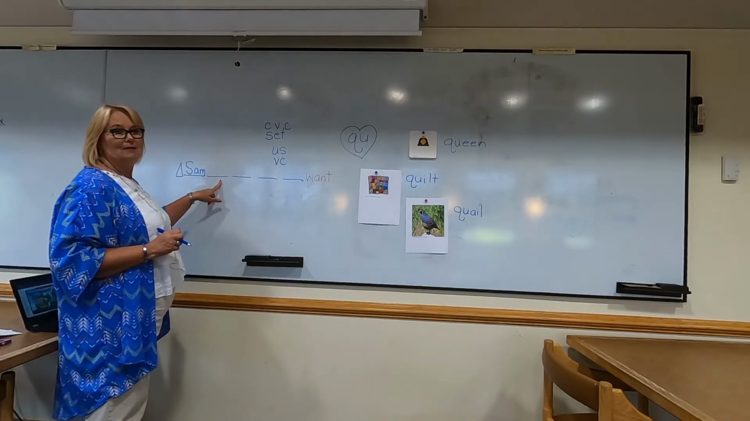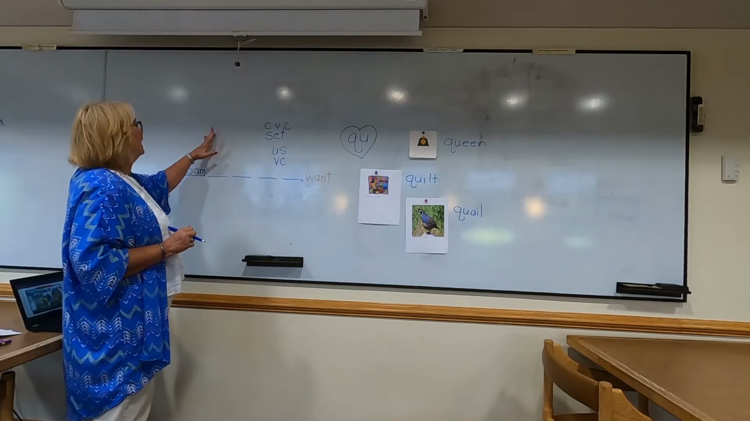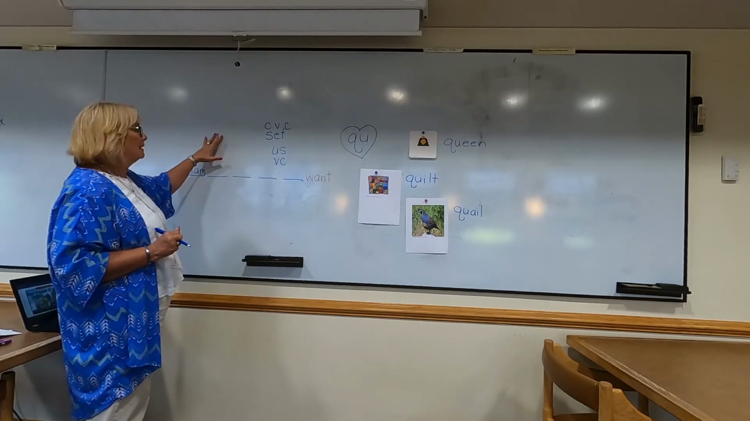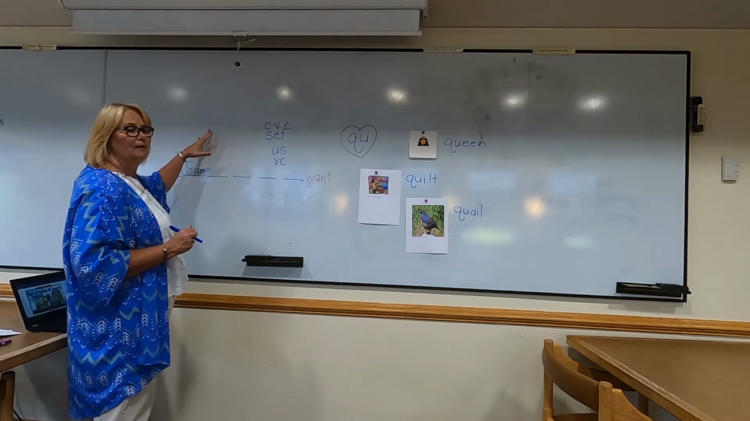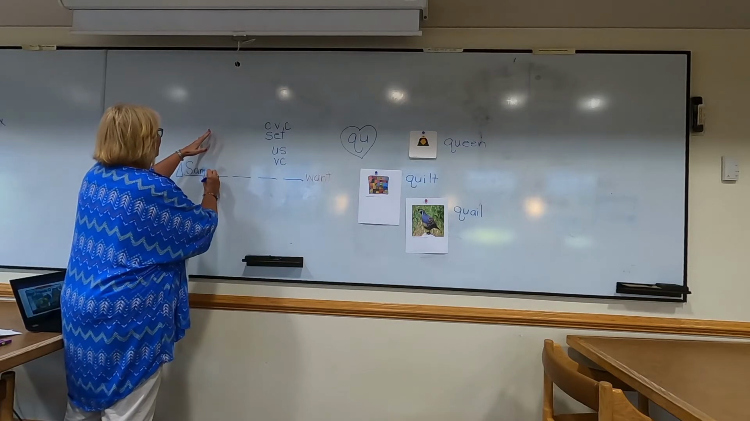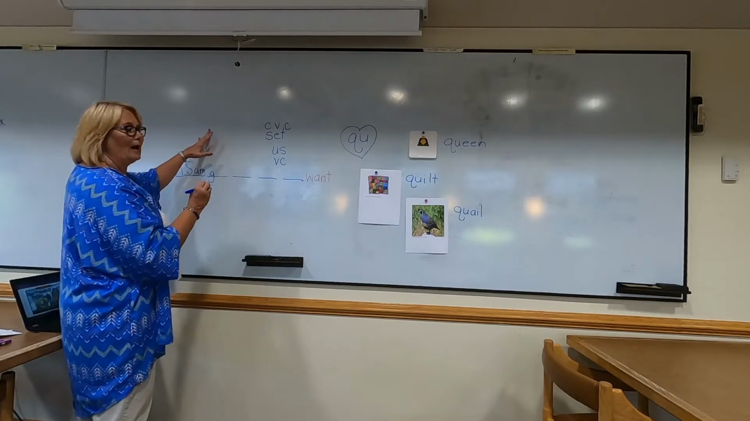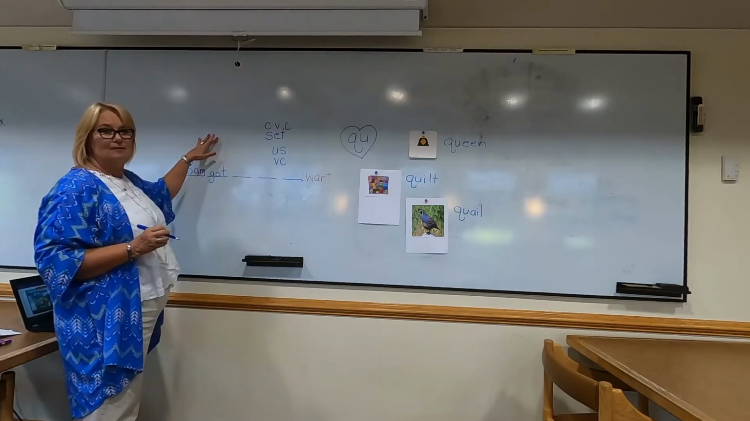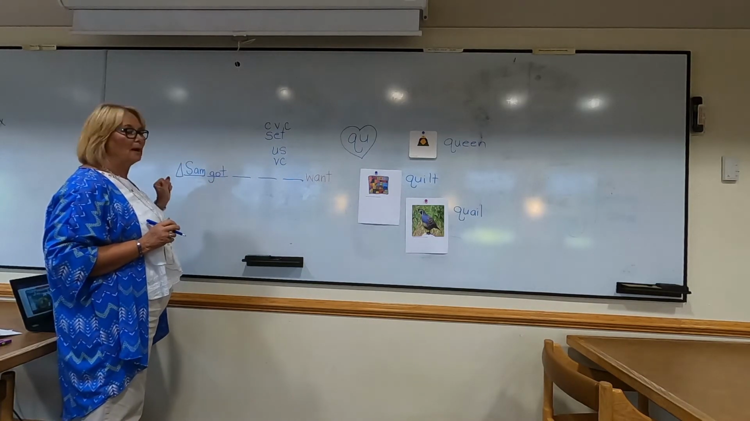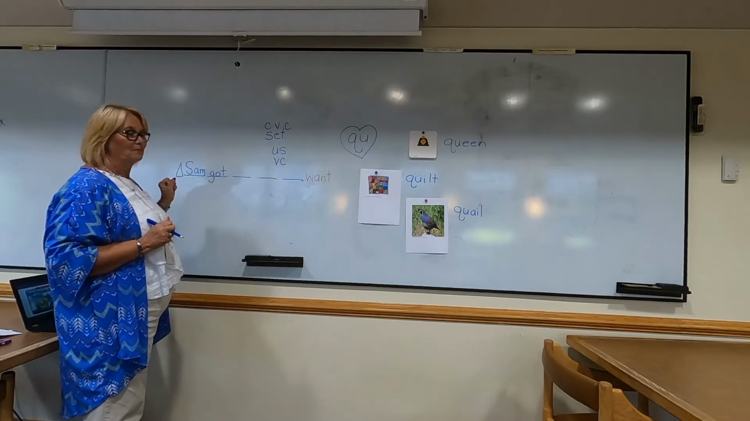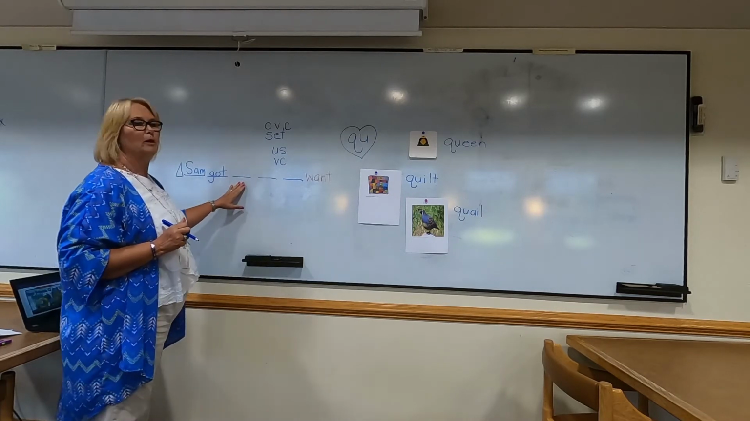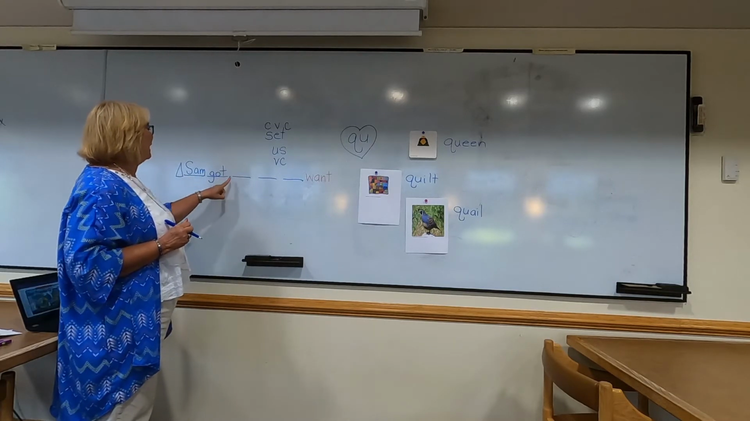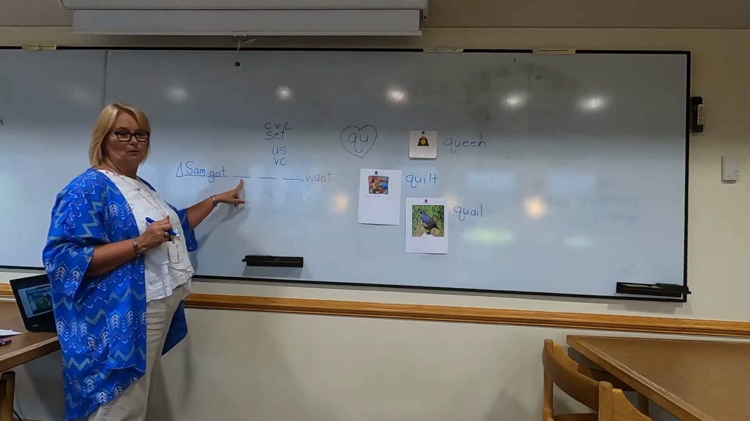Sam got. G-A-T. Another CVC word, 3 letters. I got this one. G. I know what letter says G. A-T. Got. See if your word matches my word. Now I'm going to see if you can write the word us. You write the next word. Sam got us. Write it down.